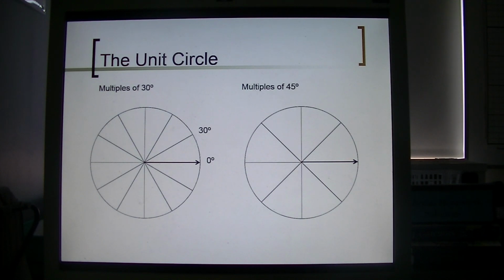And what's the next one? 60 degrees. And what's the next one? 90 degrees. 120 degrees. 150.